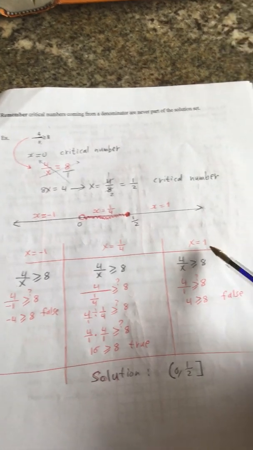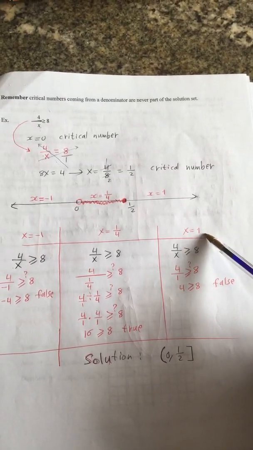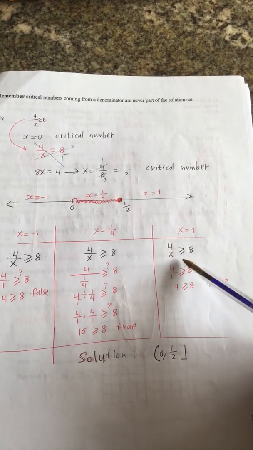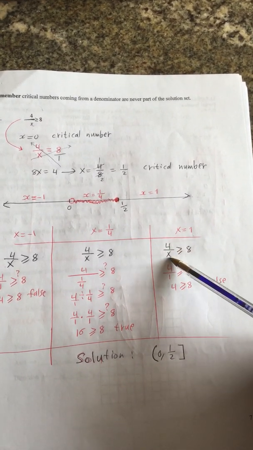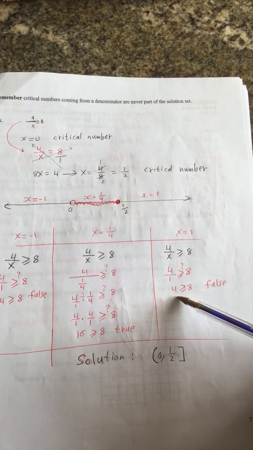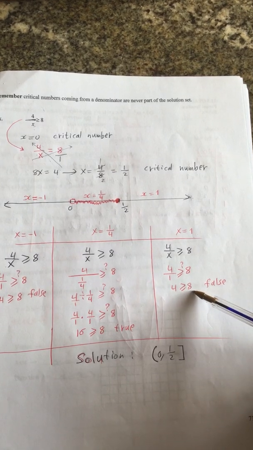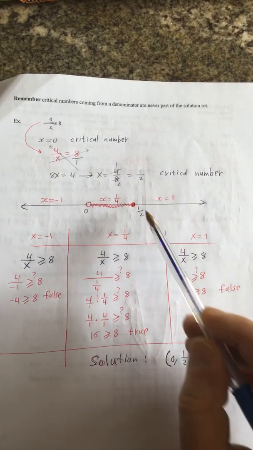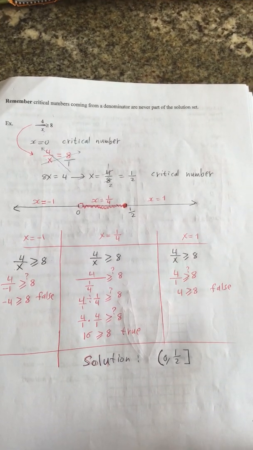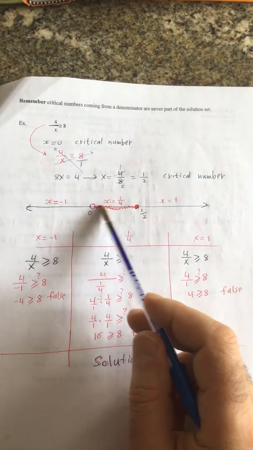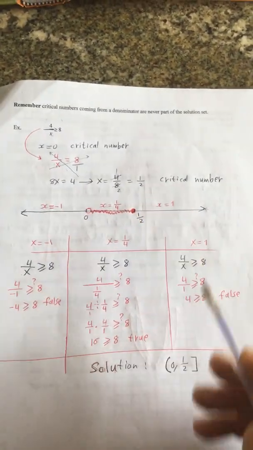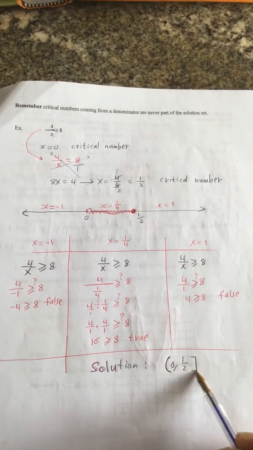And similarly here, if x equal 1, this is the inequality. So 4 divided by 1, is it greater than or equal 8? So 4 greater than or equal 8, this is false statement. So this interval is not a solution. So the only interval that is the solution is this one, from 0 to 1/2. Parentheses, brackets.